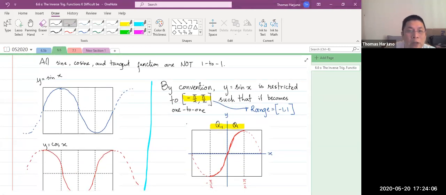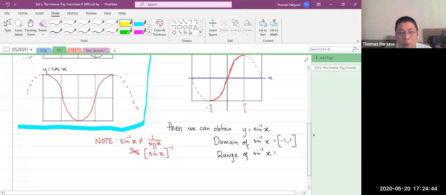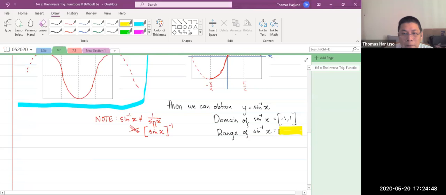Now remember, the domain of sine x in general is all real numbers. But once we talk about inverse functions, we get into what we call a restricted domain. That's what you have to remember. For sine x to be one-to-one, we restrict the domain to negative pi over 2 to pi over 2. Therefore, that restricted domain will be the restricted range for sine inverse x, which is negative pi over 2 to pi over 2.